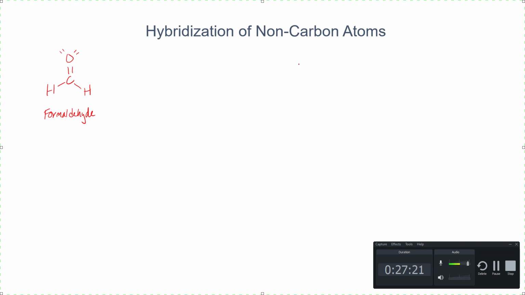So here's what we know. If I asked you, for formaldehyde, go back to the VSEPR rules, what would be the VSEPR geometry of this carbon? Well, we'll leave it at that for the moment. So the video is going to stop, and you're going to choose what would be the VSEPR geometry of that carbon.